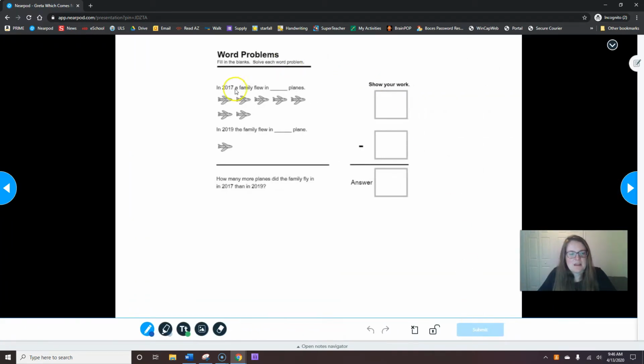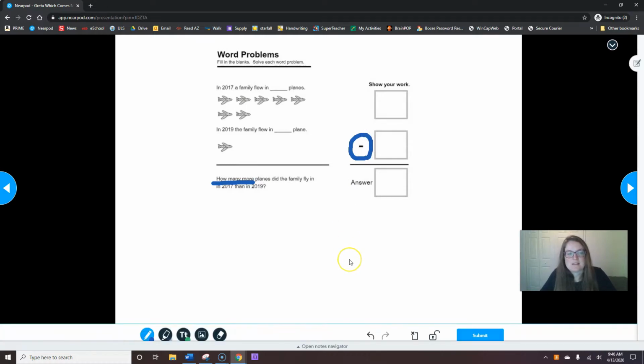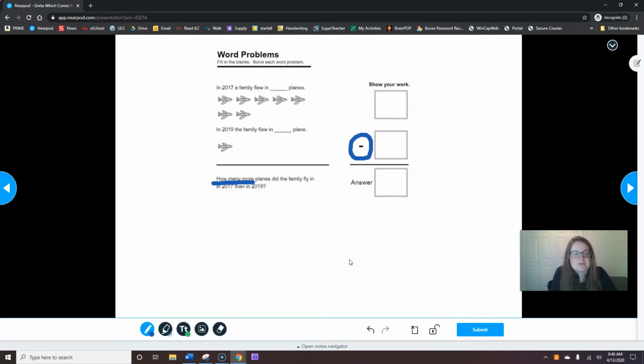Okay. In 2017, a family flew in blank planes. In 2019, a family flew in blank plane. How many more planes did the family fly in 2017 than 2019? How many more tells me that we need to subtract. So this is going to be our last problem for today. It's a subtraction problem. So first we need to label the planes to count them.